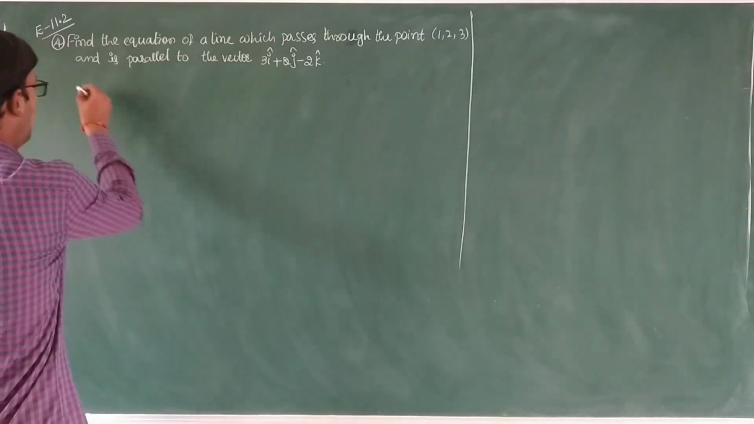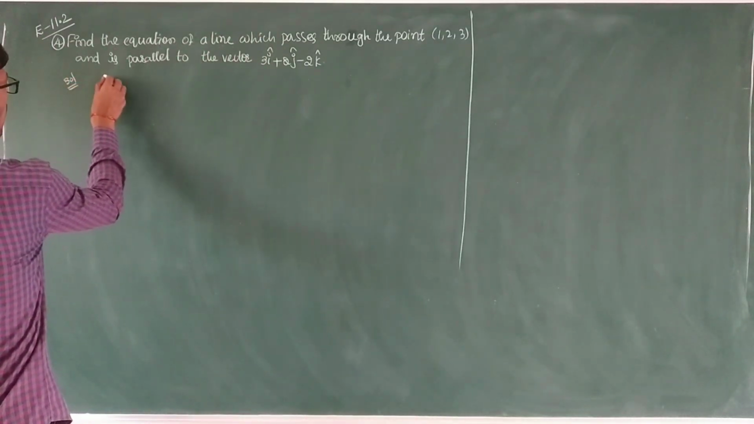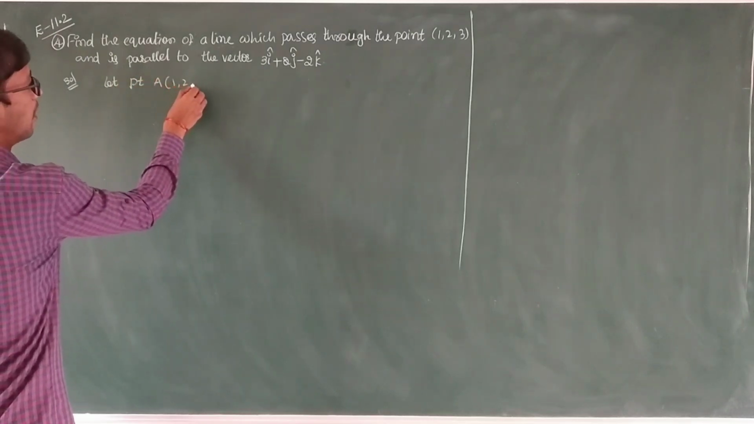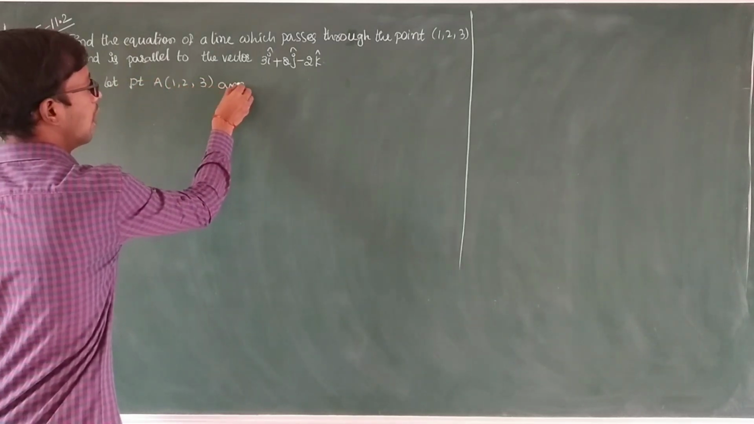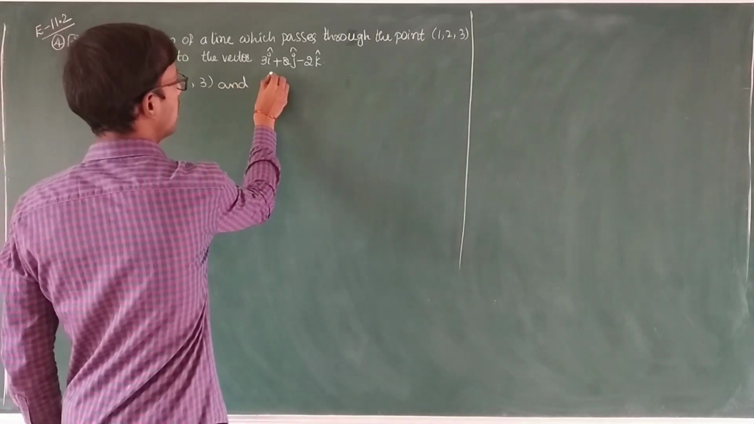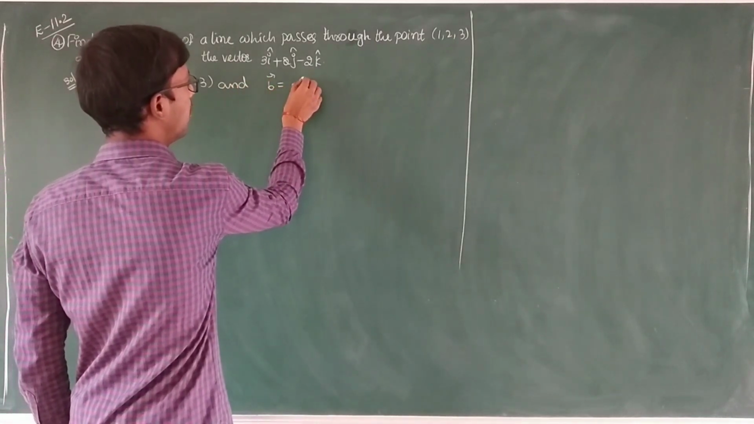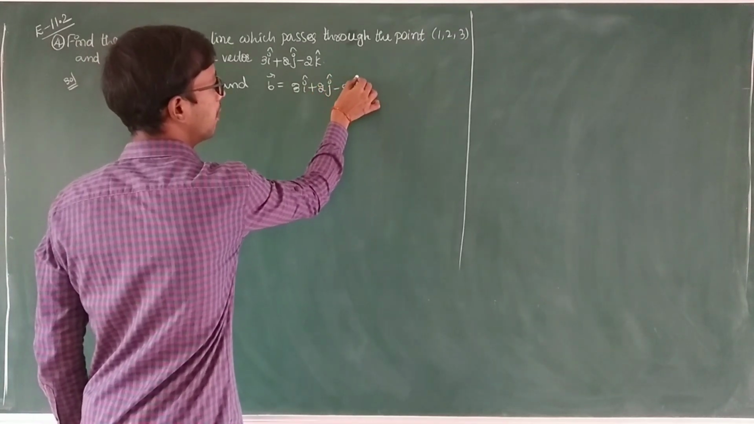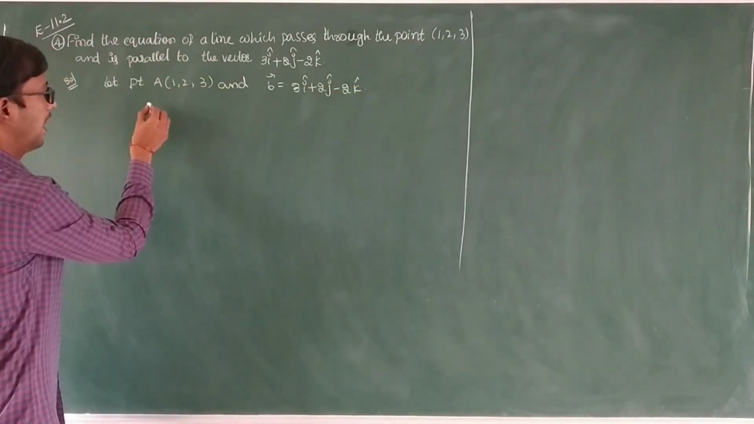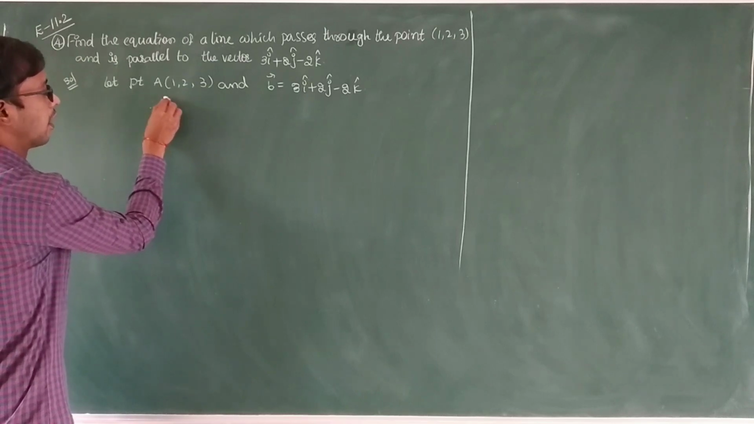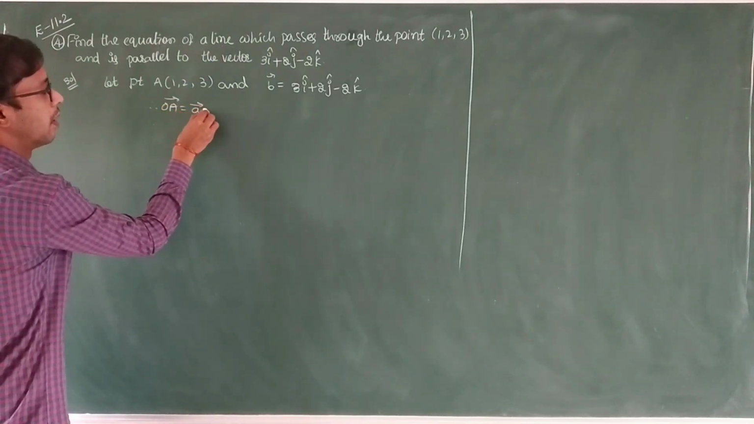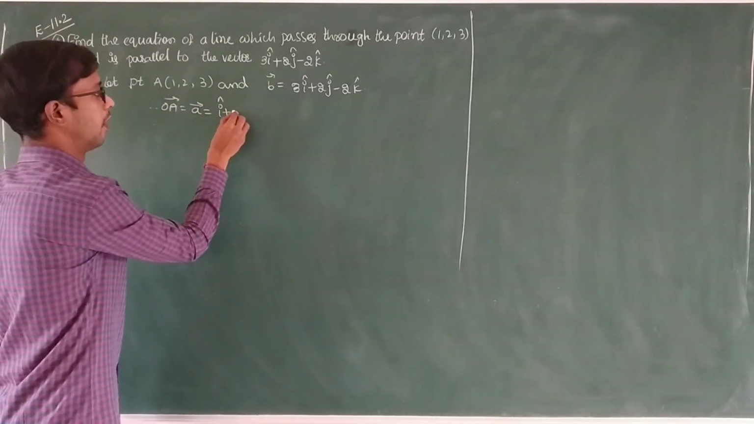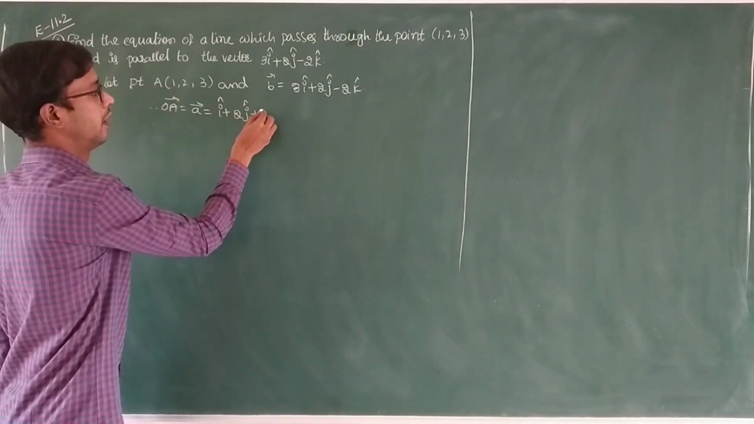So, solution here. Let point A be (1, 2, 3) and B bar is equal to 3 i cap plus 2 j cap minus 2 k cap. So now I can write OA bar, that is A bar, is equal to i cap plus 2 j cap plus 3 k cap.